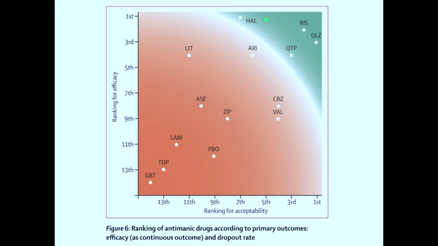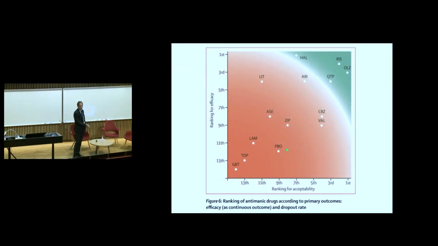So you can see here that the first drug for efficacy in acute mania is haloperidol, then risperidone, olanzapine, quetiapine, aripiprazole, lithium all together, and so on. Gabapentin, topiramate, and lamotrigine are worse than placebo, which is quite exceptional. But this is what we found in the network meta-analysis.